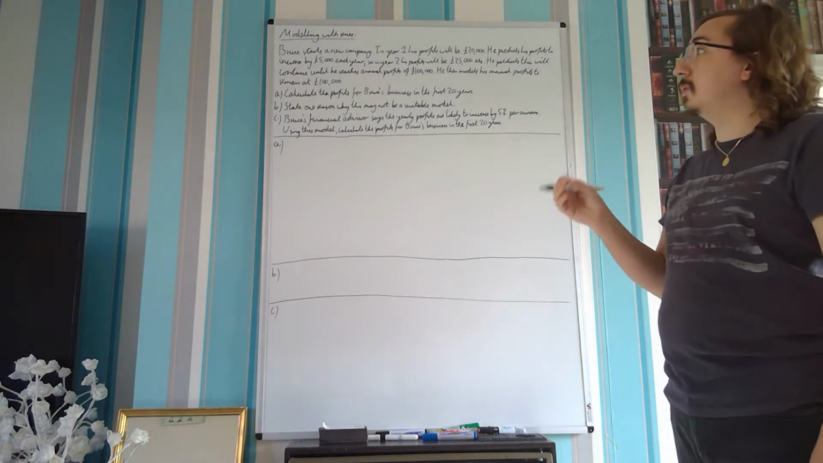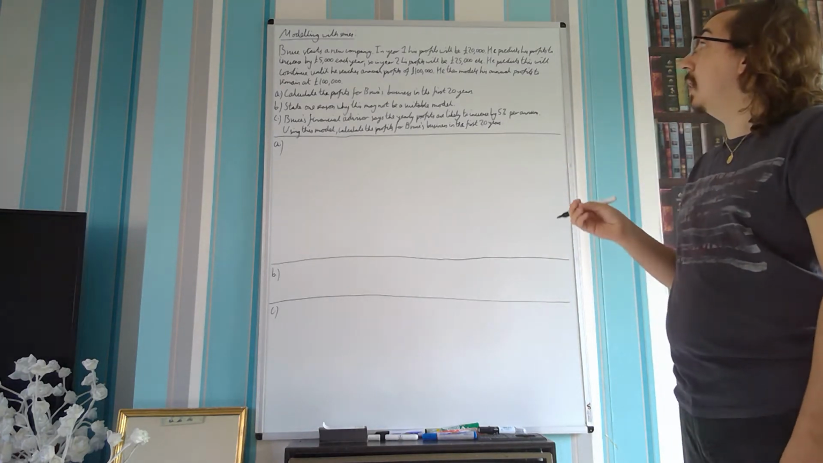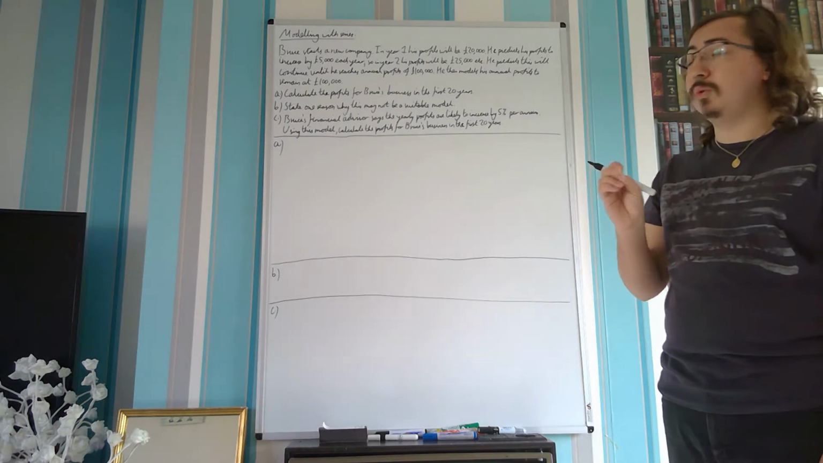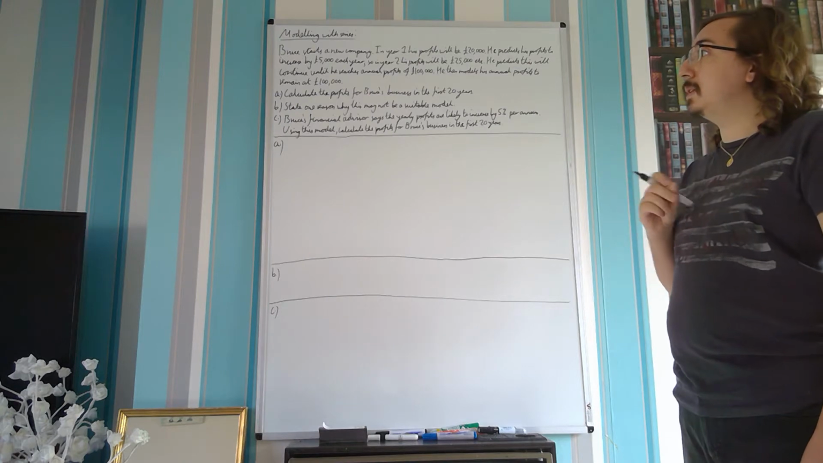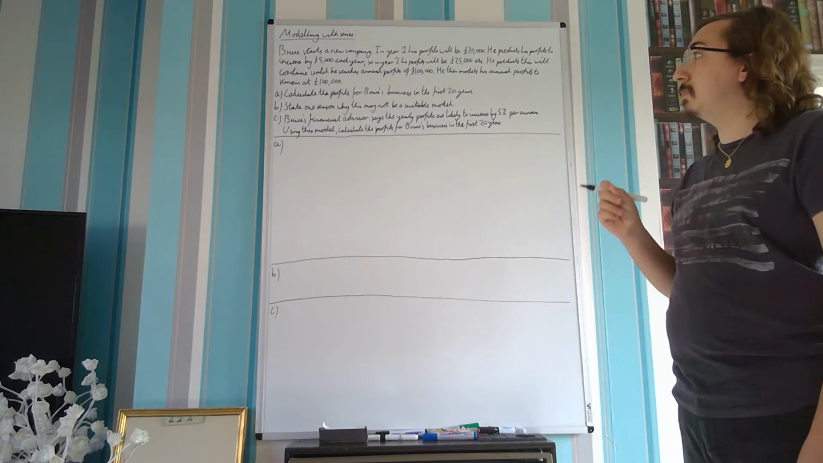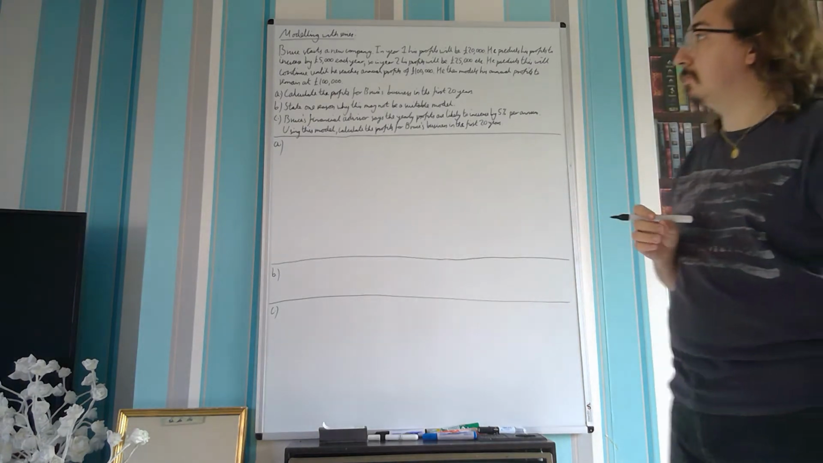He predicts this will continue until he reaches annual profits of £100,000. He then models his annual profits to remain at £100,000. Part A says calculate the profits for Bruce's business in the first 20 years. So we'll deal with part A and we'll look at the other part shortly.